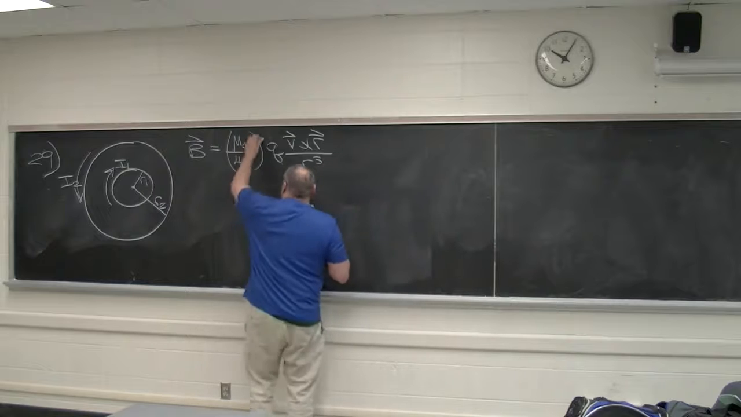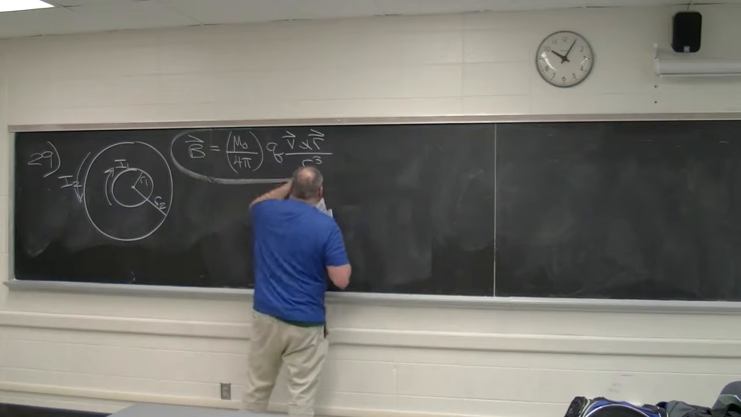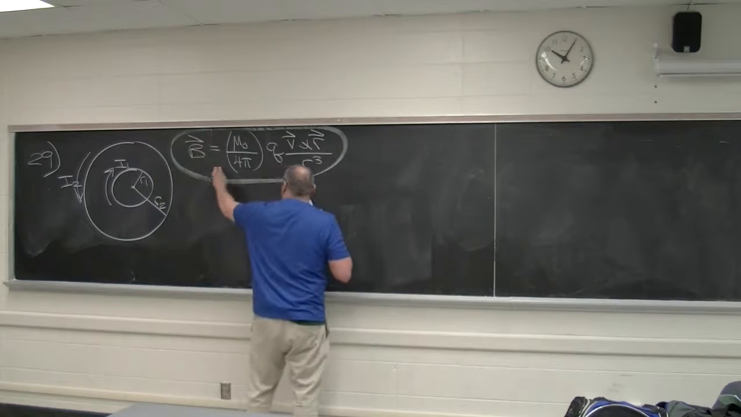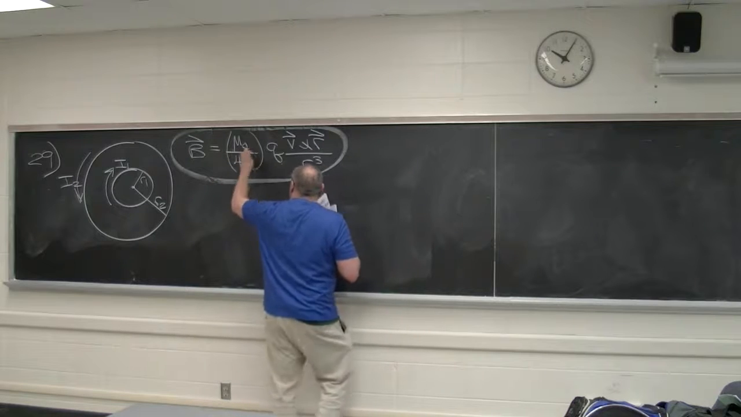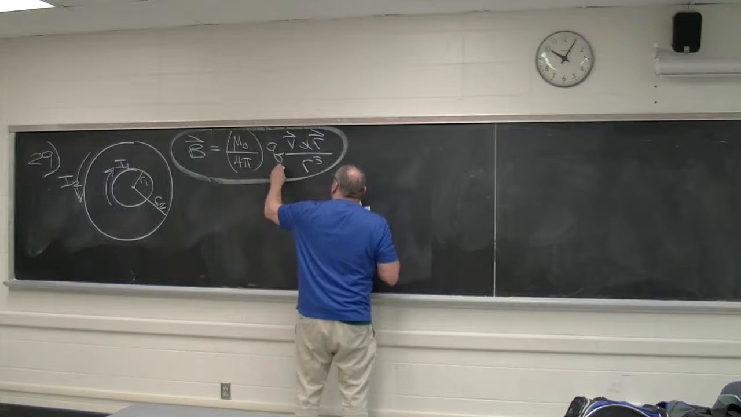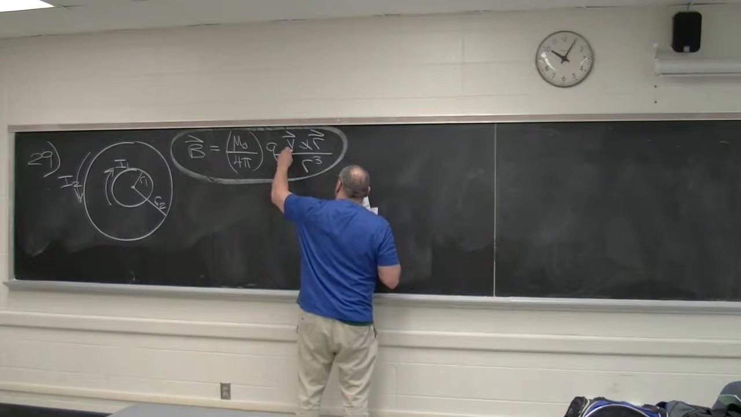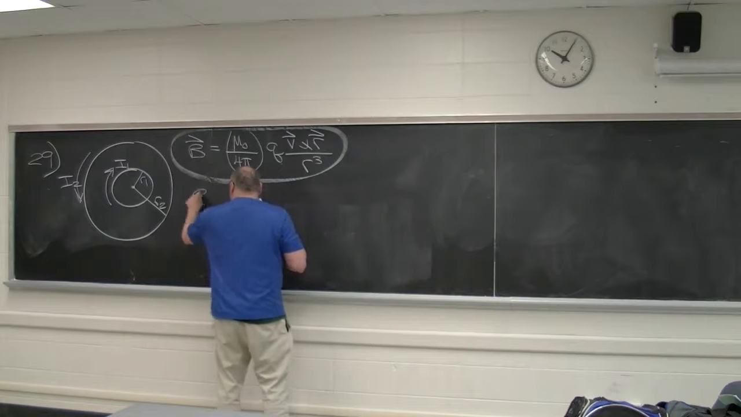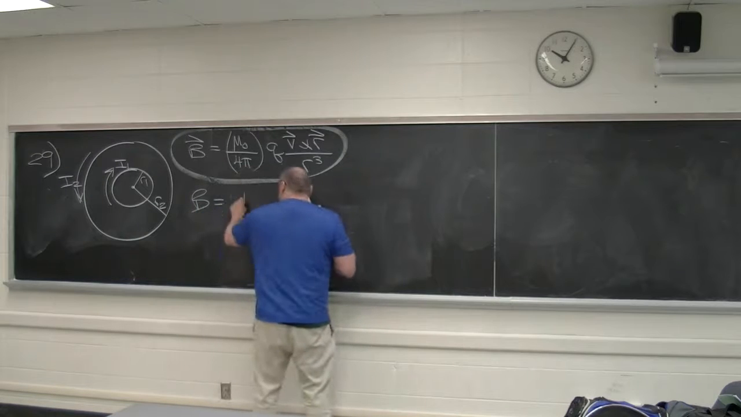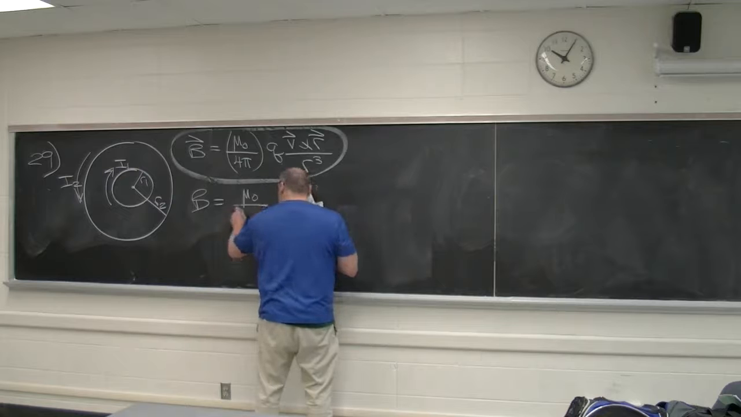We got this right here. Okay, Biot-Savart's law: B vector equals mu 0 over 4 pi q times the quantity v vector cross r vector over r cubed. In terms of magnitude, what are you talking about? Well, in terms of magnitude, we're talking about this.